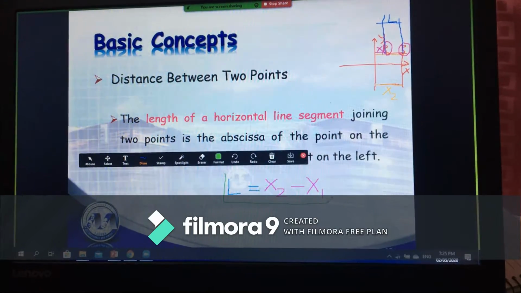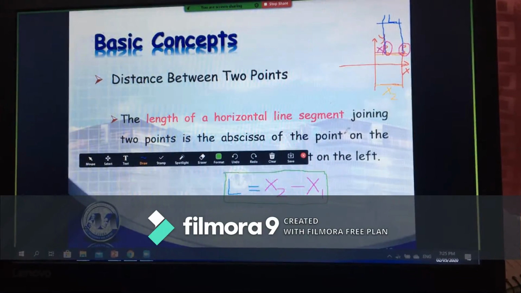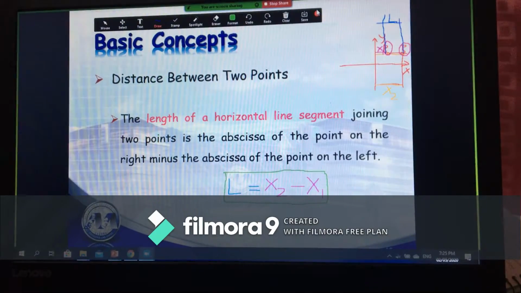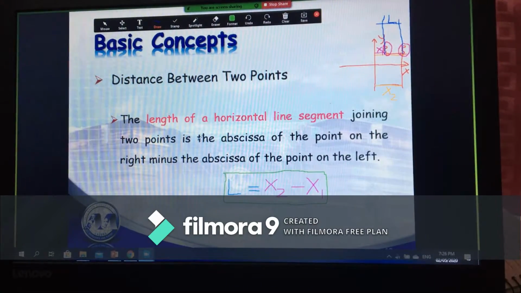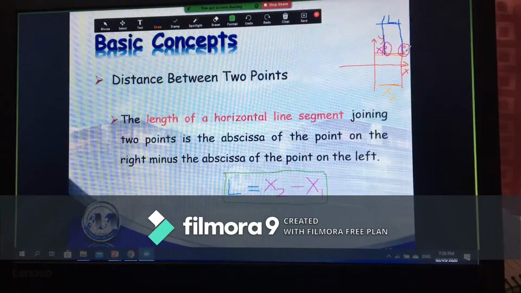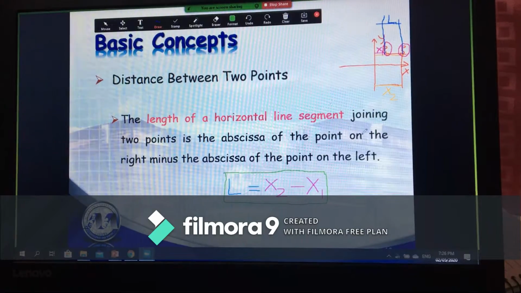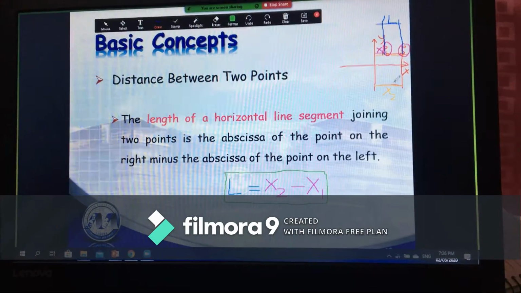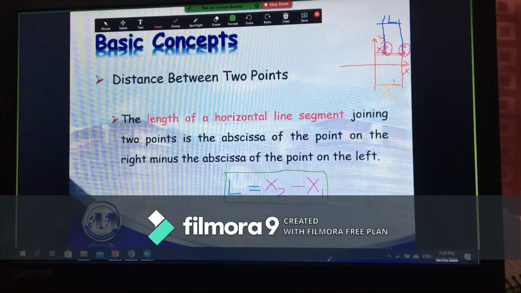So, ito yung ibig sabihin ng statement na to. Alright? So, this is what is meant by the length of horizontal line segment joining 2 points is the abscissa of the point on the right minus the abscissa of the point on the left. Abscissa, which is x1, this one, and x2 sa right, ito yung nasa left. So length is just x2 minus x1. Okay?